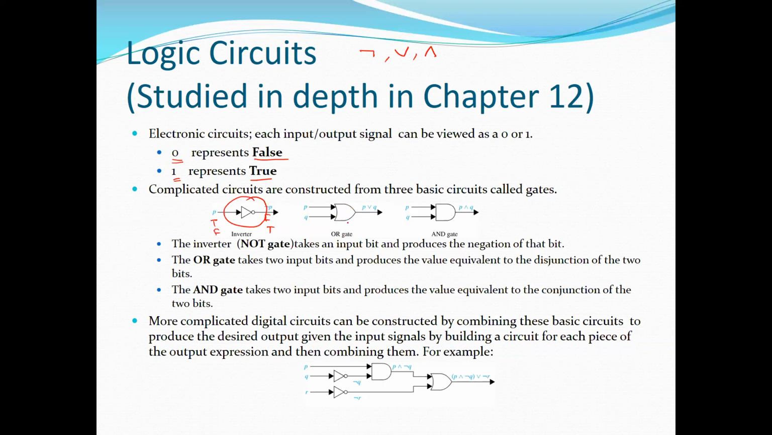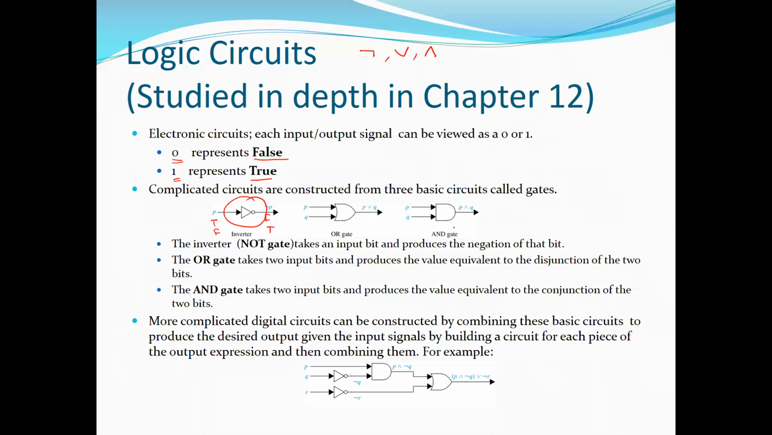This is the logic symbol, or logic gate, for the OR gate. It has two inputs, P and Q, and it gives the OR of those two values. That means if P is true and Q is true, what will be the answer? Obviously true, right? If either P or Q is true, we will get the true value as an output.